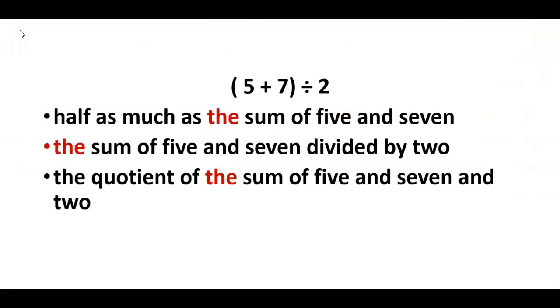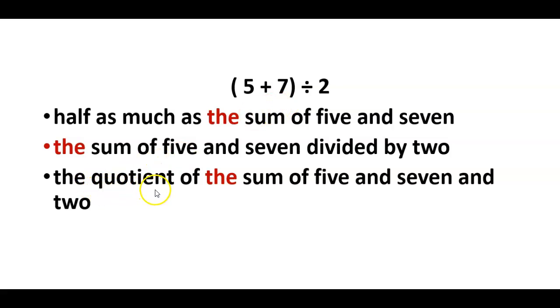Let's have another one here. Now, you see parentheses here. Okay, so there is the word the. Now, half means to divide by what? 2. So, half as much as the sum of 5 and 7. What is to be divided by 2? The sum of 5 and 7. So, there's the word the there because of the parentheses. Same is true here. The sum of 5 and 7 divided by 2. What is to be divided by 2? Not 5, not 7, but the sum of 5 and 7.